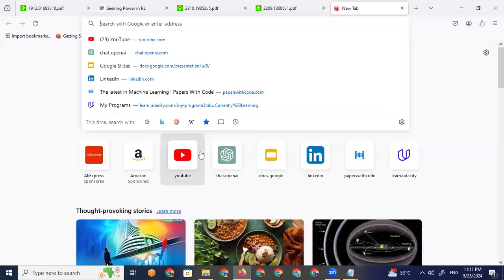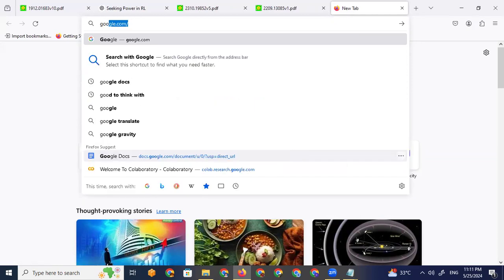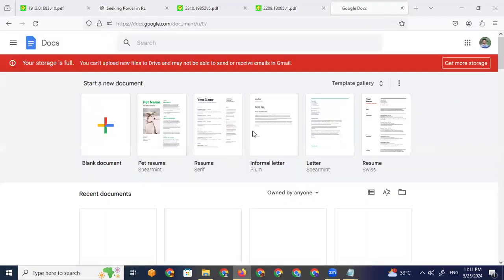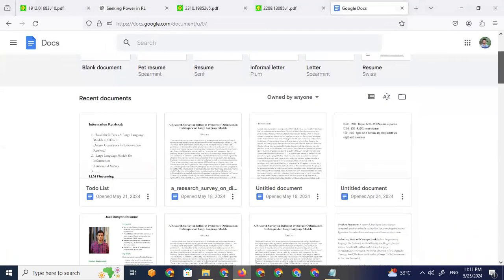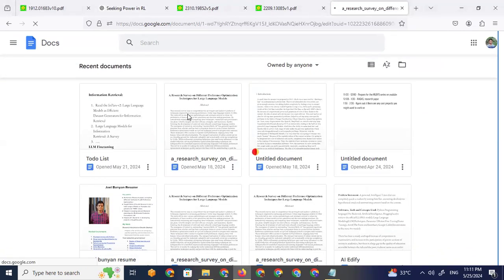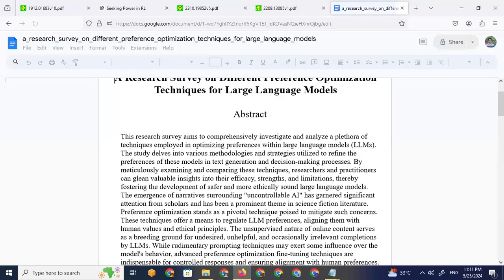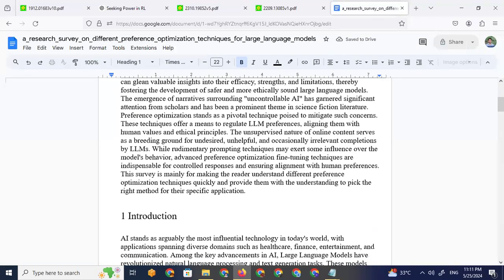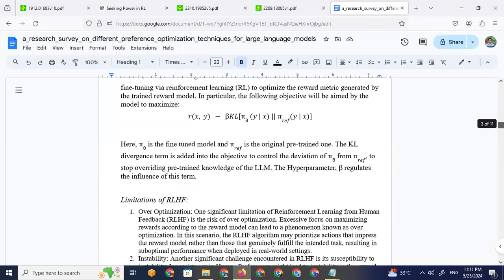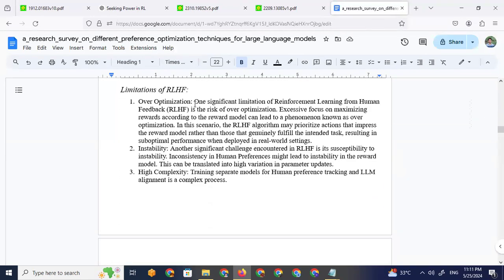Or you know what, I'll just open that paper, the old paper that I wrote. Let's open the old paper. This is the old paper. Let's see what we have. Introduction. We have RLHF. I wrote about RLHF. Then limitations also we have written, right? Okay.